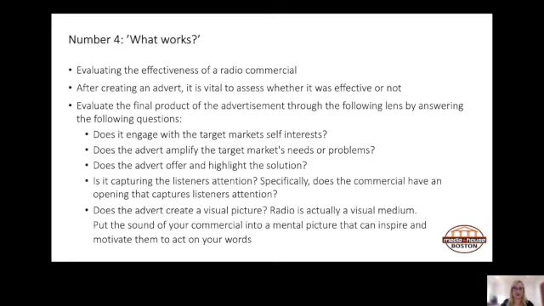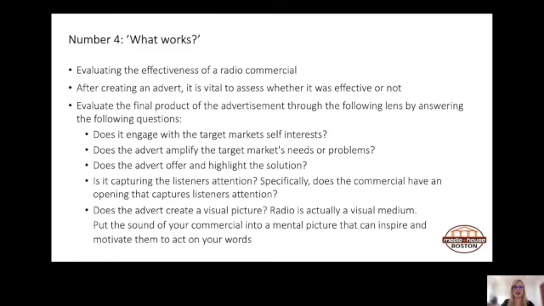Evaluating the effectiveness of a radio commercial. After creating an advert, it's vital to assess whether it was effective or not. Evaluate the final product of the advert through the following lens by answering the following questions.